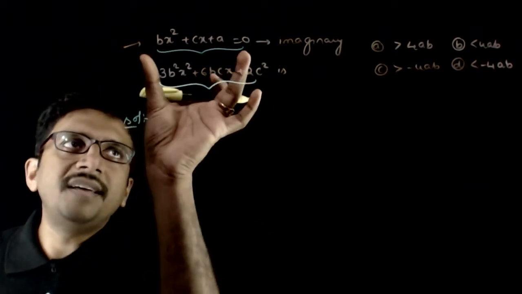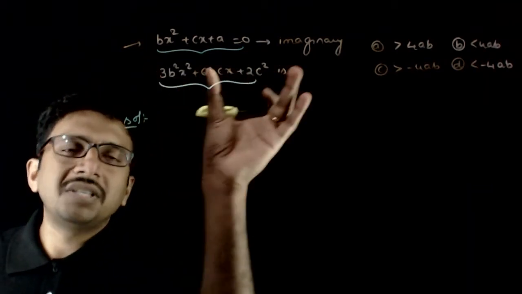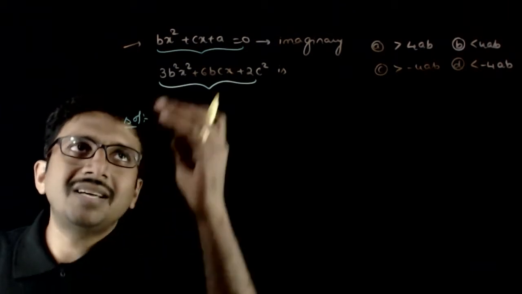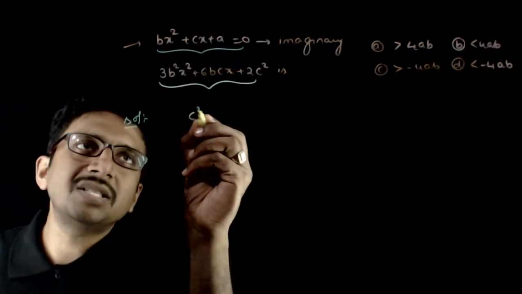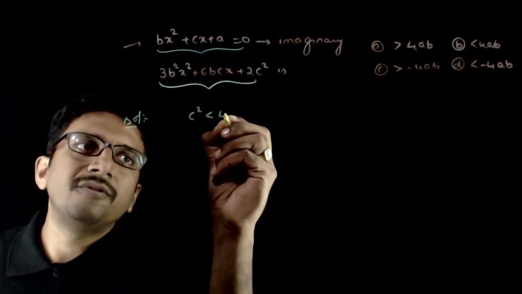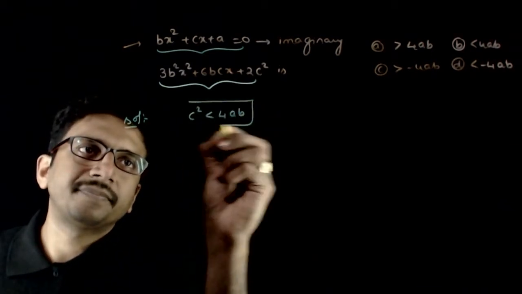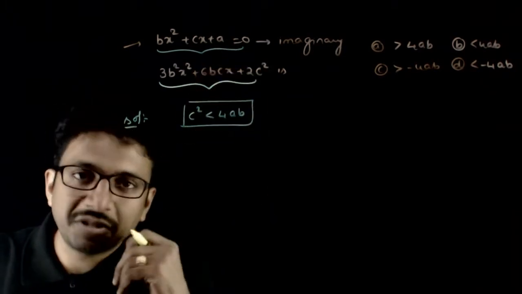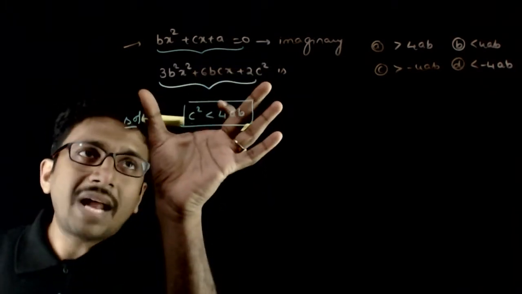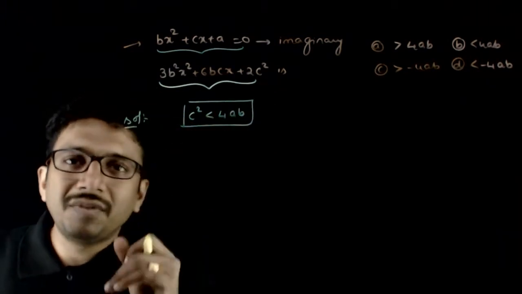So now, if the roots of this equation are imaginary, what is the condition? That is, the discriminant of this equation is less than 0. That is, c square is less than 4ab. So that's the information that you get from this information. Now, you're asked to find the minimum or maximum value of this expression.